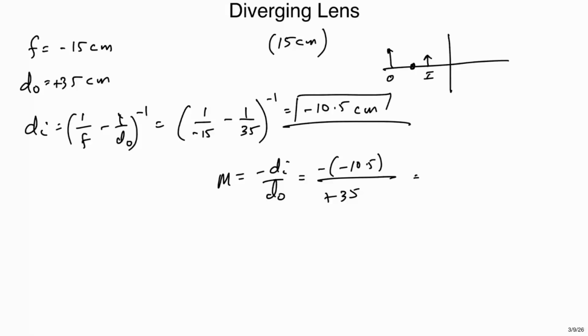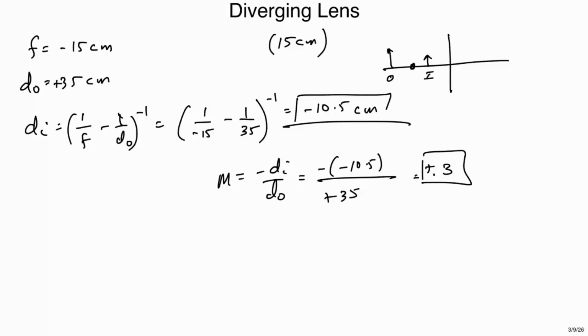35 gets me, I got, this is like 0.3, okay? And it's a positive 0.3. So the positive sign means what? Positive sign means it's upright. Its orientation is upright as opposed to it being inverted, flipped over. And the 0.3, it's smaller, right? It's roughly 1/3 as high as it used to be, right? A third would be 0.33. So 30% its original height.